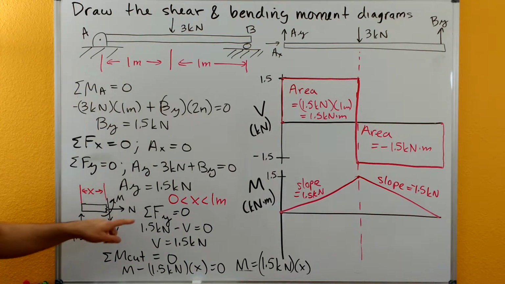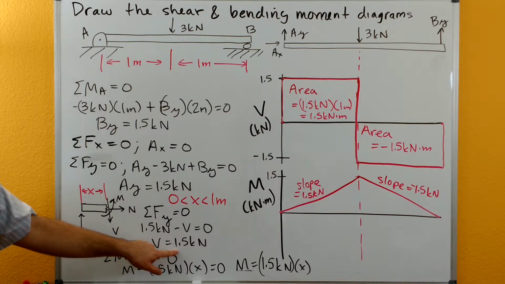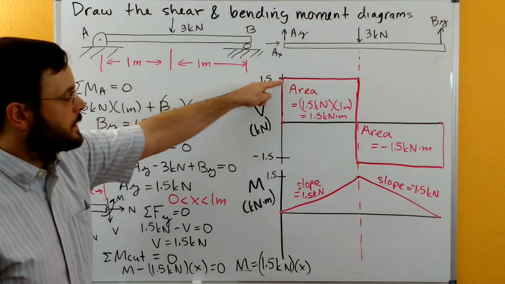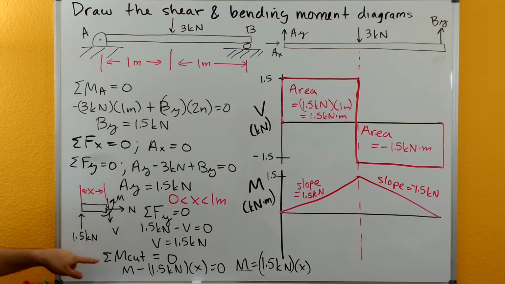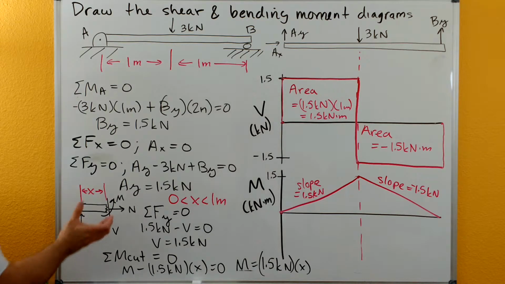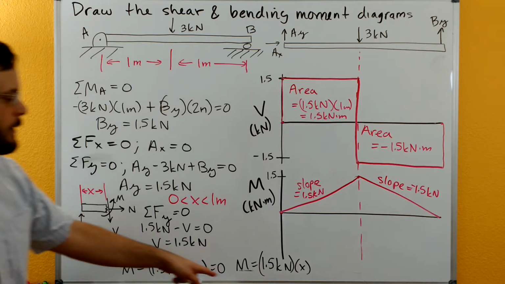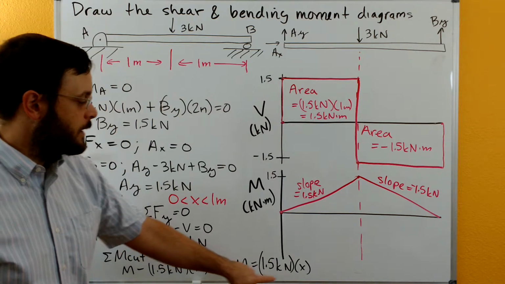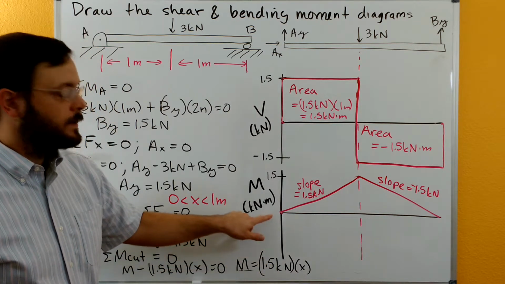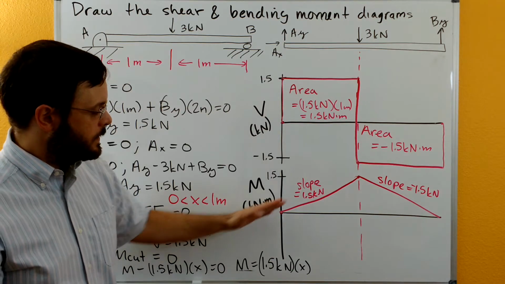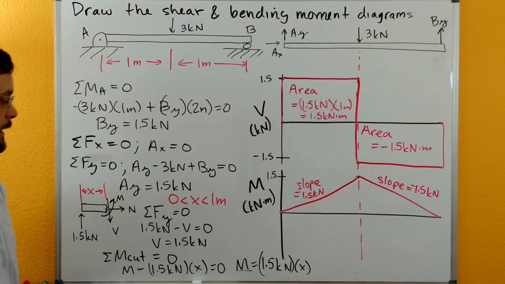And then we can do our sum of forces in the y direction. We get that the negative shear plus the 1.5 kilonewtons is equal to 0, so the shear is 1.5 kilonewtons in this region. It's exactly what we got from the graphical method. Then we do a sum of moments about that cut edge and set that equal to 0, and we get the bending moment minus 1.5 times our x distance is equal to 0. So our bending moment is equal to 1.5 times x. That's an equation of a line with a 0 y-intercept and a slope of positive 1.5 kilonewtons. So you can see we're getting exactly the same result.